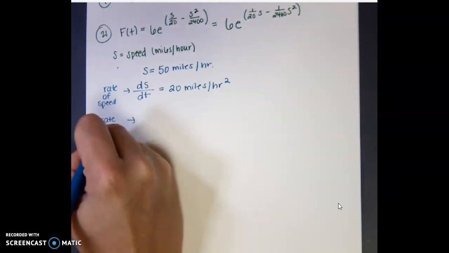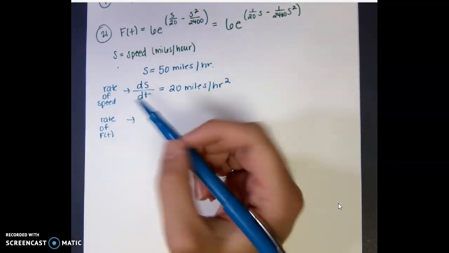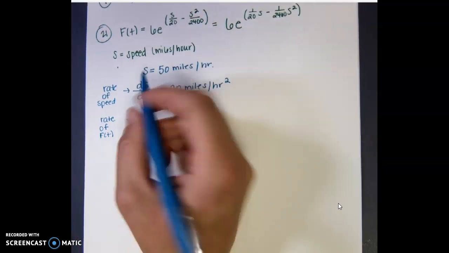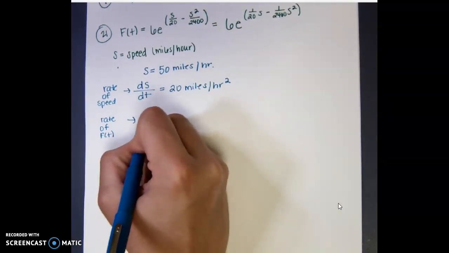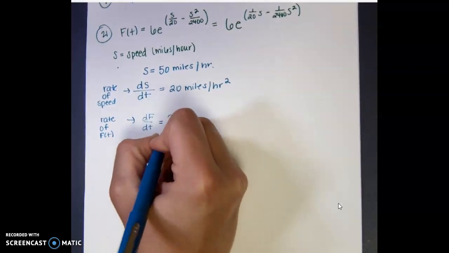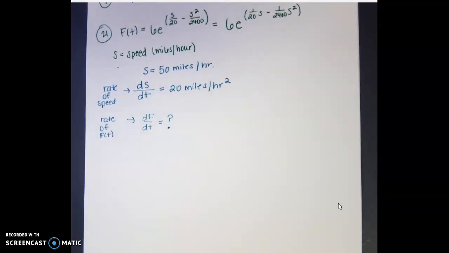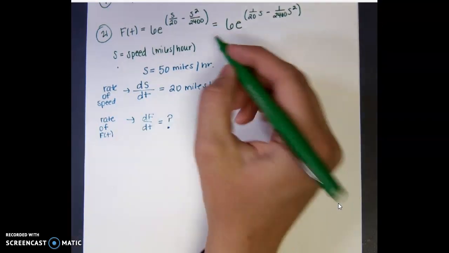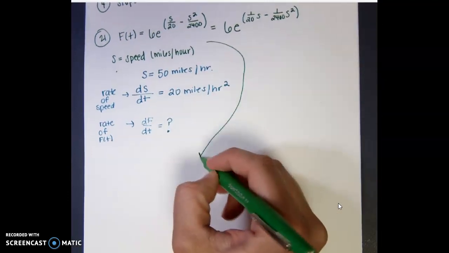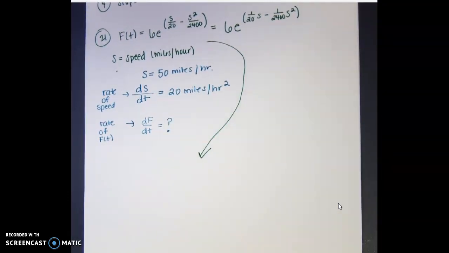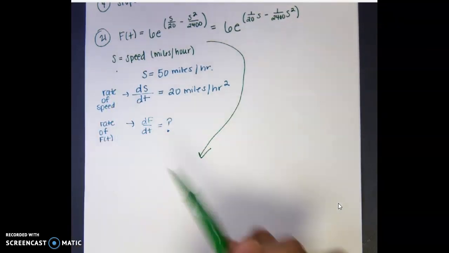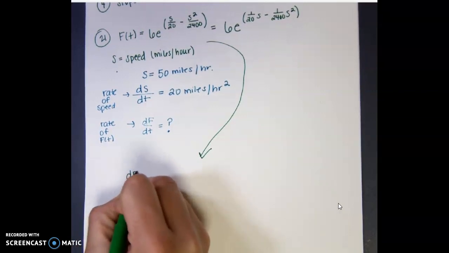Okay, we're trying to find the rate of the fuel consumption. Because we're trying to find the rate of f of t, that means that this is df over dt that we're trying to find. We have speed and we have the derivative of speed. So I'm going to take my original equation f of t, and we need to find the derivative of it with respect to time. So the derivative of f of t will just be df over dt.